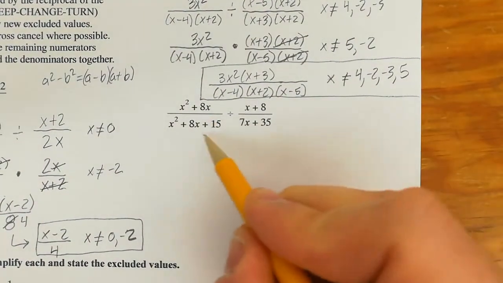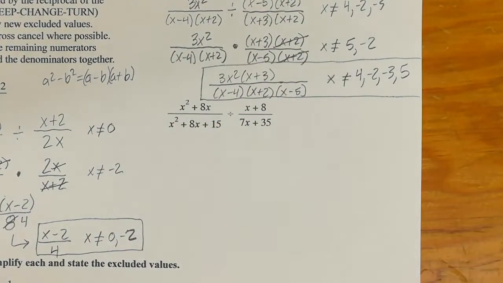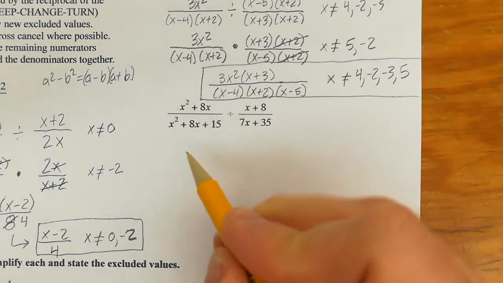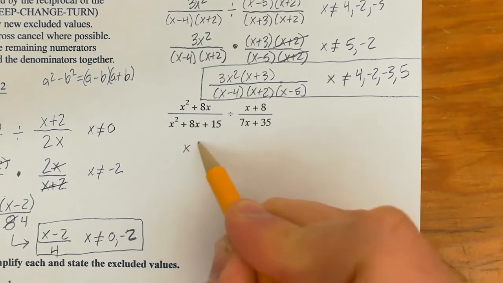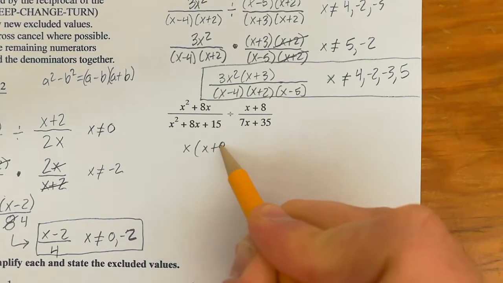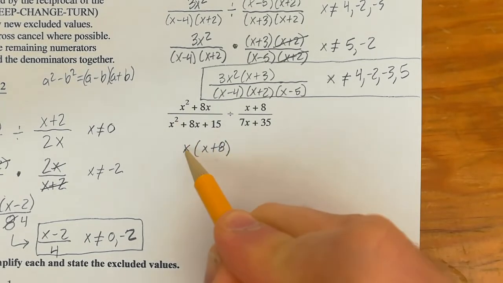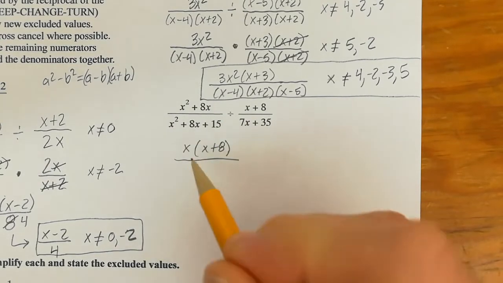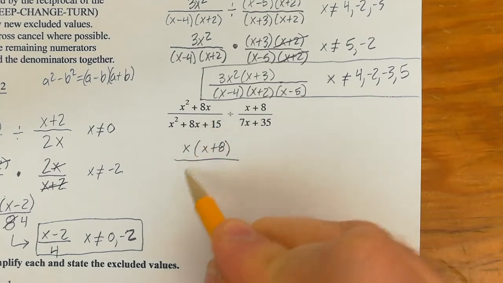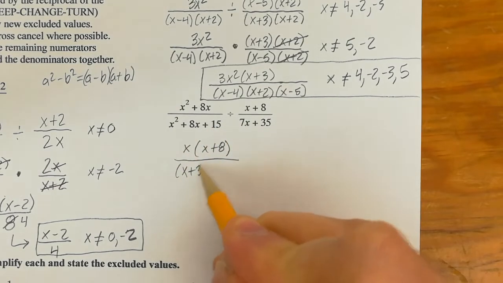Here is a very similar problem if you watched the other video. So I can factor the numerator here. I can take out an x. And I end up with that, right? X times x is x squared. X times 8 is 8x. As a trinomial, two numbers that multiply to 15 and add to 8, well, that'd be 3 and 5.